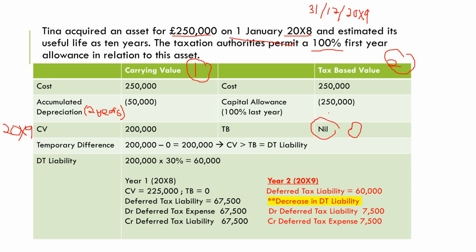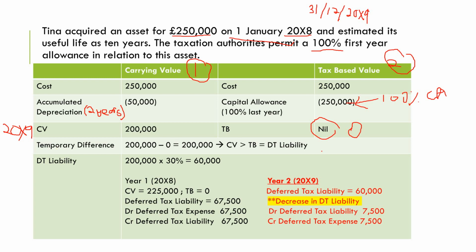Nil meaning that 0. Why? Because your cost minus capital allowance is already 0. Why? Because last year you have claimed 100% capital allowance. So this year there's no more left for you. Alright? So this gives you a tax base of nil or 0.